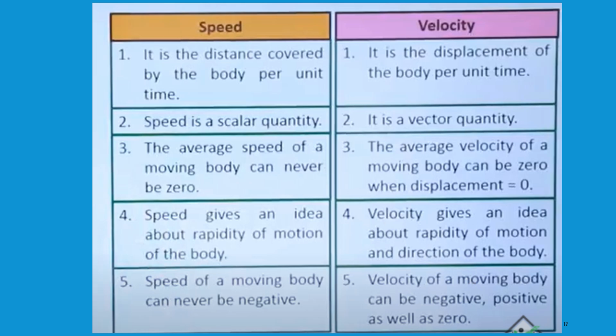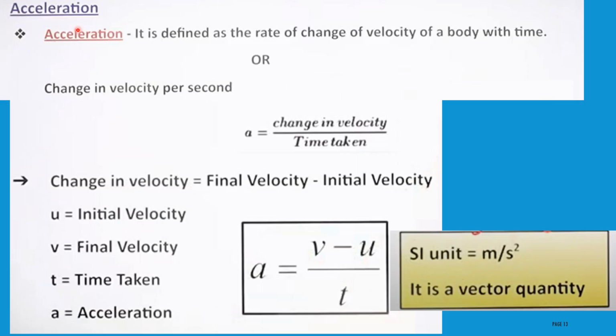These are a few differences between speed and velocity. Let us study acceleration. Acceleration is defined as the rate of change of velocity of a body with time, that is, how the velocity is changing with time. It is given by the formula change in velocity divided by time taken. So a equals final velocity minus initial velocity divided by time. This is the formula to calculate acceleration.